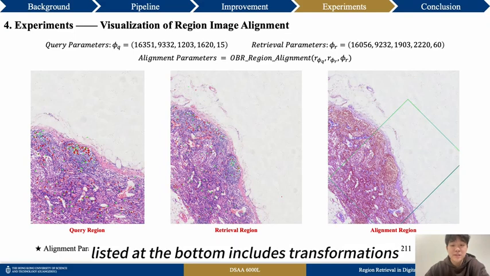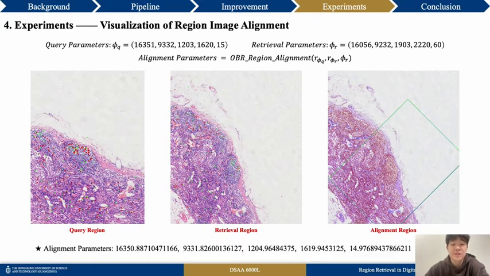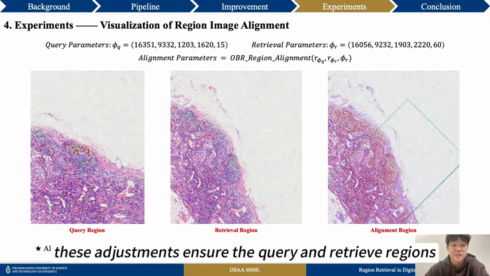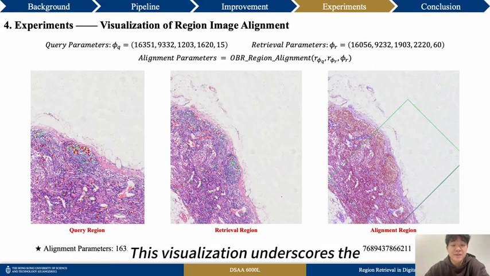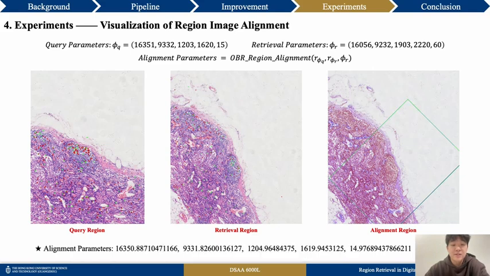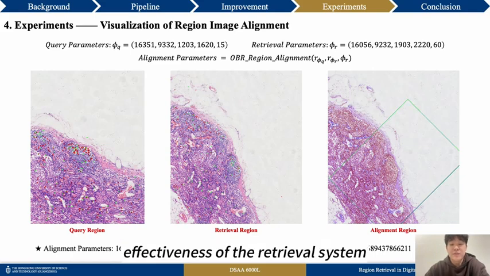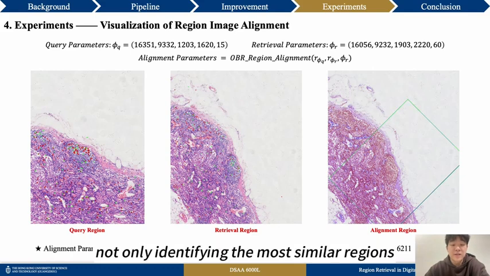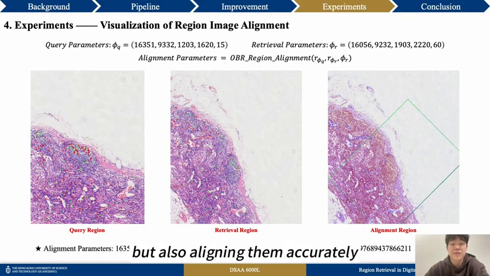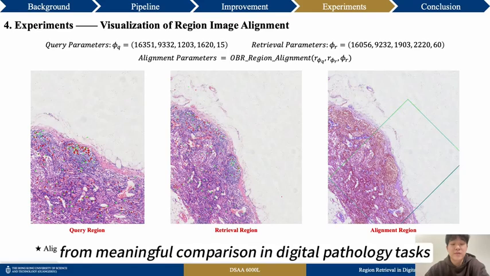The alignment parameters listed at the bottom include transformations such as translation, scaling, and rotation. These adjustments ensure the query and retrieved regions are optimally aligned. This visualization underscores the effectiveness of the retrieval system in not only identifying the most similar regions, but also aligning them accurately for meaningful comparison in digital pathology tasks.